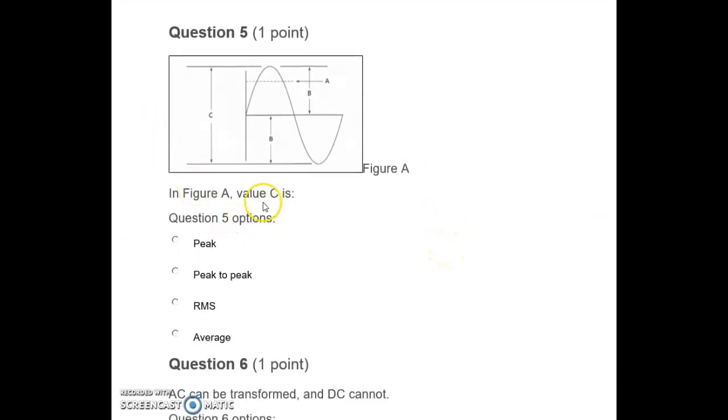Question 5, same figure, this time value C. This is value C here. It's literally the whole vertical space, so to speak, and that is the peak to peak voltage.